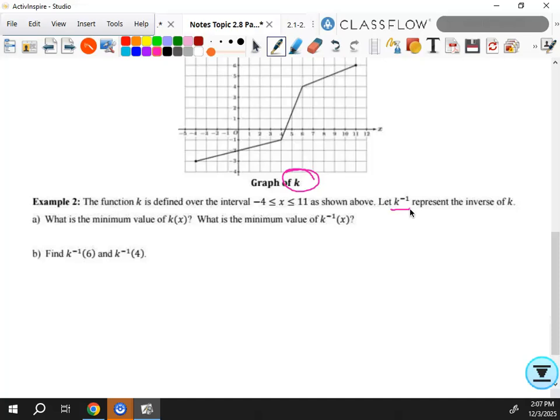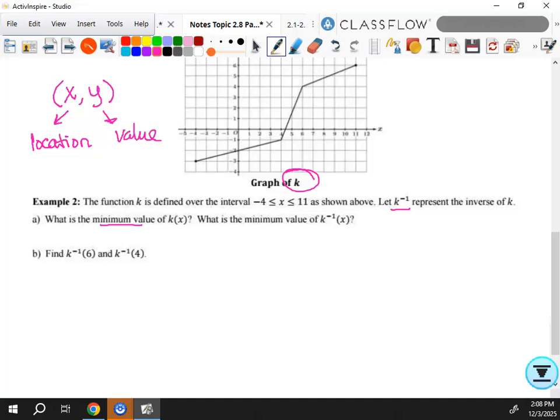All right, so then it says, what is the minimum value of k of x and the minimum value of k inverse? Before we even do that, if I have an ordered pair and it's asking about maximums, minimums, really anything, then the x value is the location and the y value is the value. So when it asks me the minimum value, I am not being asked for an ordered pair. I am not being asked for the x value. I am only being asked for the y value.